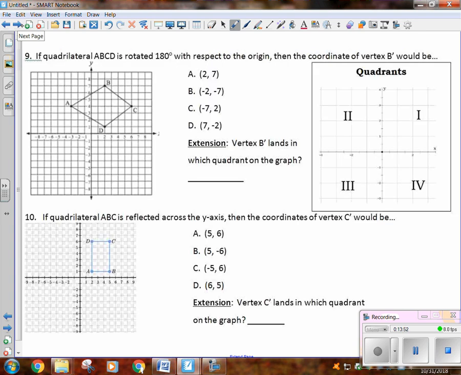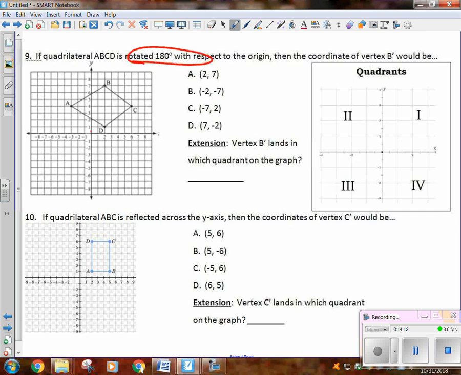Number 9. ABCD is rotated 180 degrees with respect to the origin. Rotated 180 degrees. Again, we're going to talk about that with respect to the origin. 180 degrees is halfway around. So if I go 90 degrees, I'd be over here. Remember, 90 degrees.